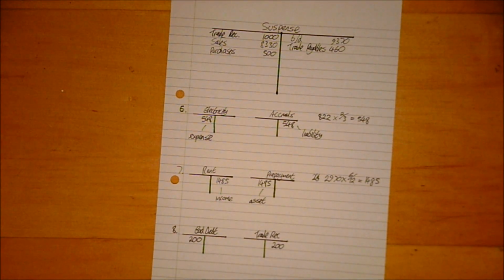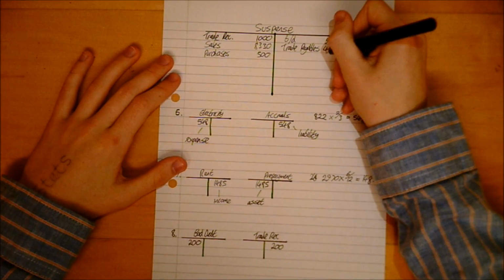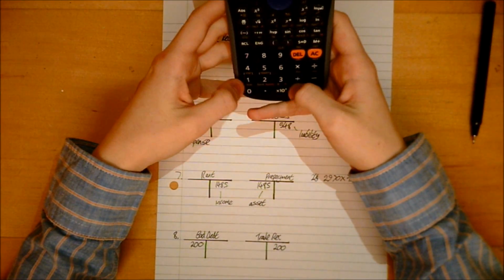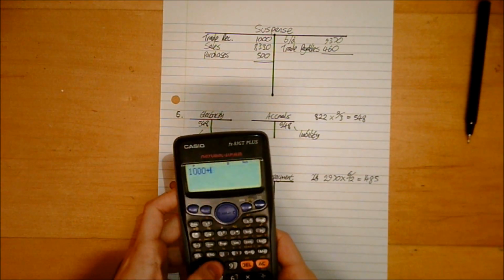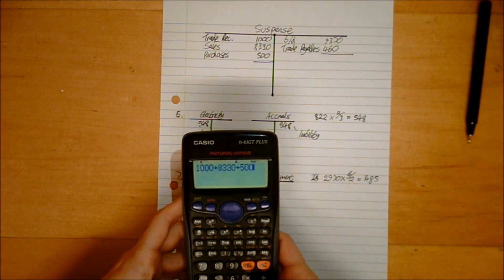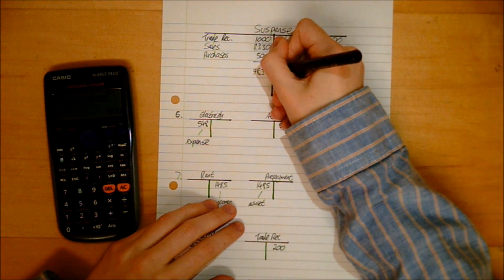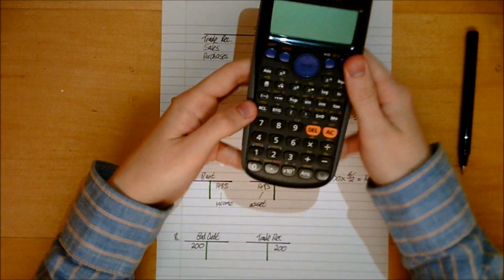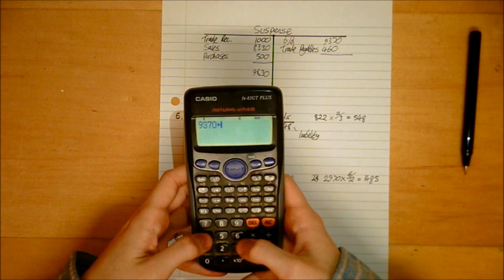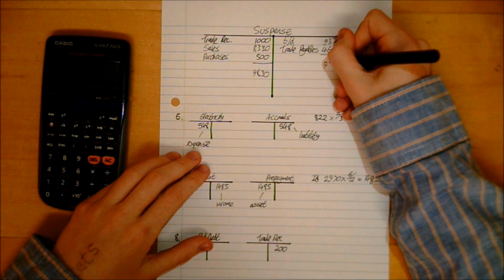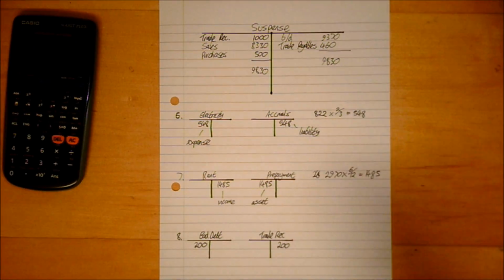So getting back on with the suspense account, do these balance each other? Well, let's add them up. So I'll start with the debit side. 1,000 plus 8,330 plus 500 brings me 9,830, and the credit side 9,370 plus 460, 9,830 once again. So that's it really.